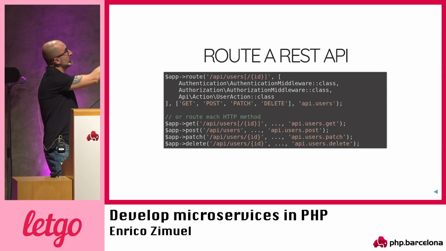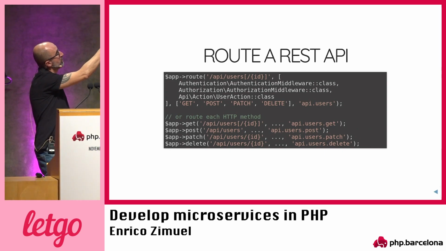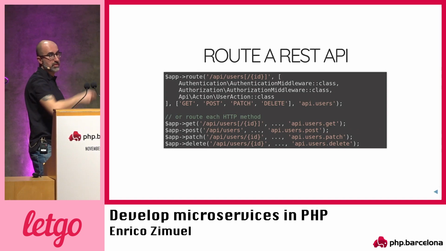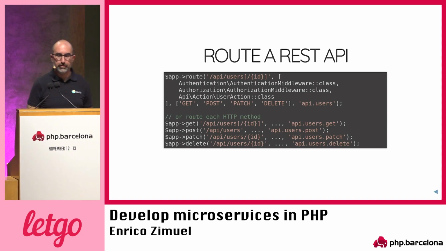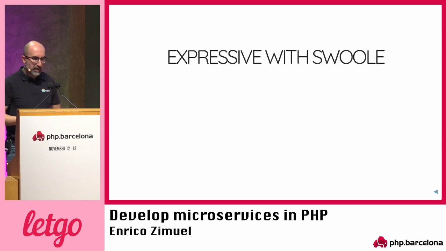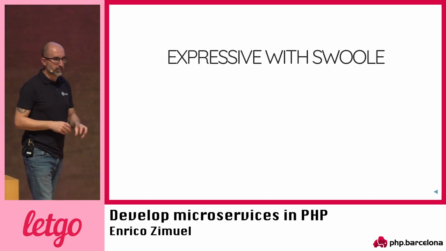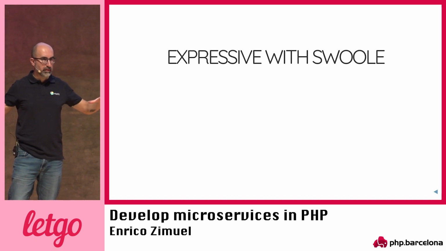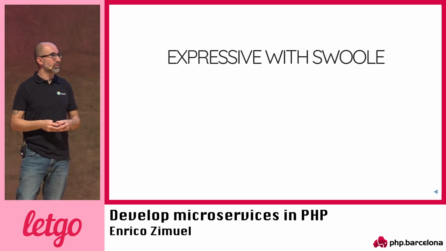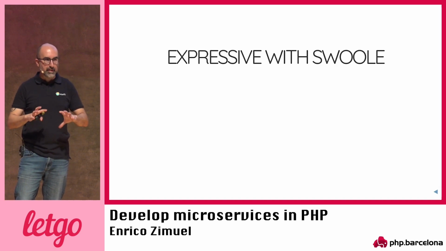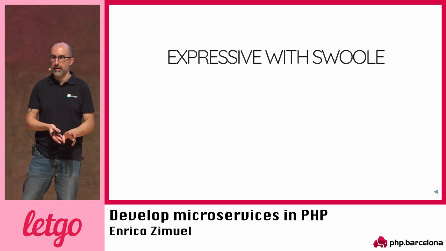You can also use direct methods. If you don't want to use this approach, you can just use get, post, patch, delete, whatever name function. So very, very simple approach. OK. So I introduced Swoole, I introduced Expressive. Let's try to combine them together. Let's try to use Swoole as runtime for an Expressive application.